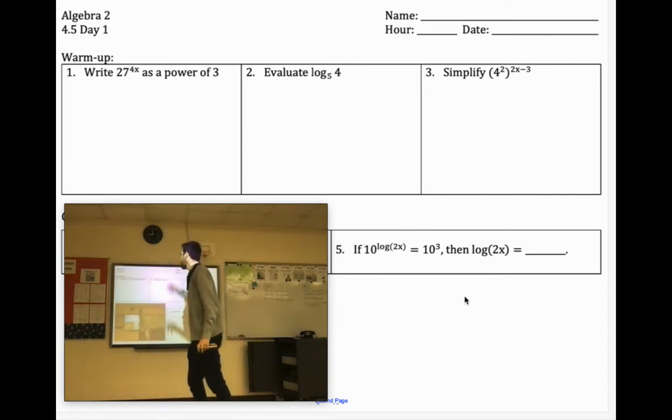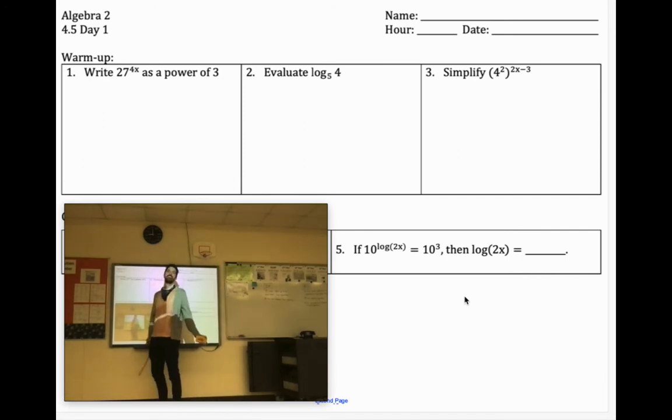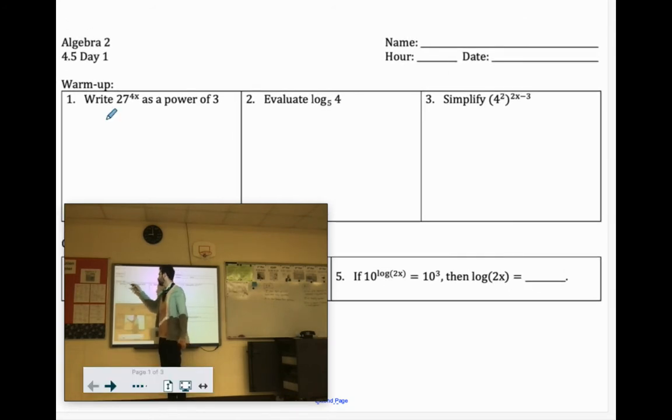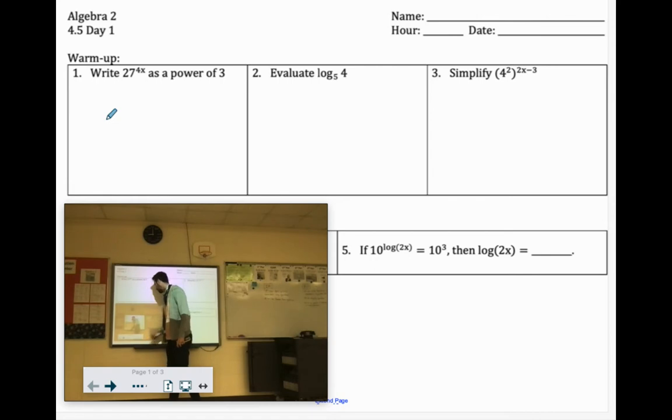Here we go. Write 27 to the 4x as a power of 3. Well, 27 we know is 3 to the third power. So 3 to the third, and all of that is raised to the 4x power. Now remember, when you go power to a power, you have to multiply the exponents. So 3 times 4x would be 12x.